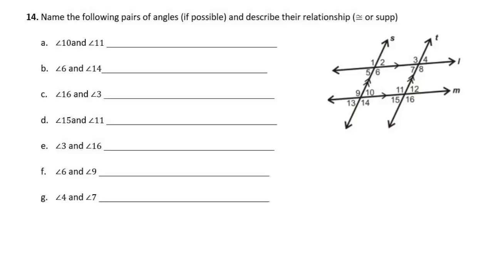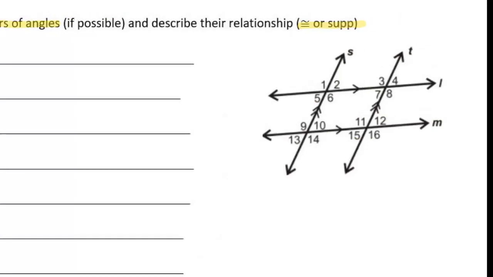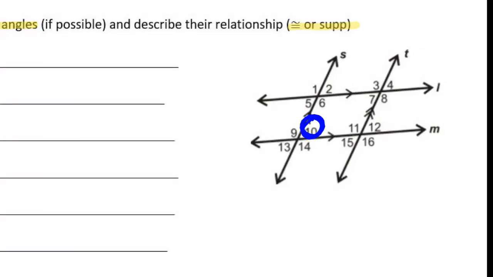We are going to name the angle pair, if possible, and describe their relationship, congruent or supplementary. First 2 angles are 10 and 11. Here's 10. Here's 11. What's the transversal that connects them? M. Which line does not touch either one? I or L. I think it's L. I'm not really sure. But that one right there.